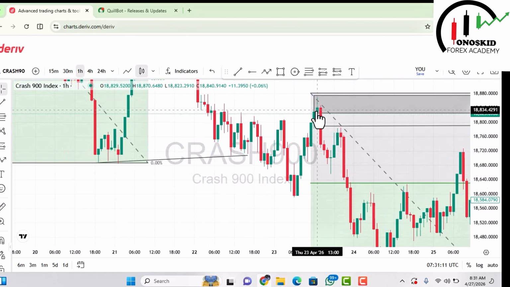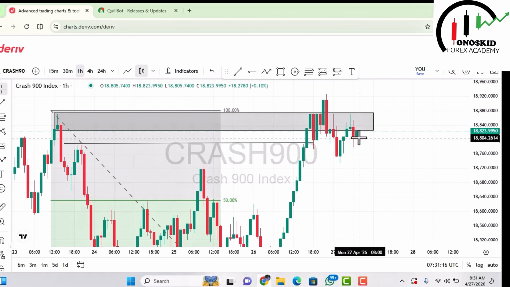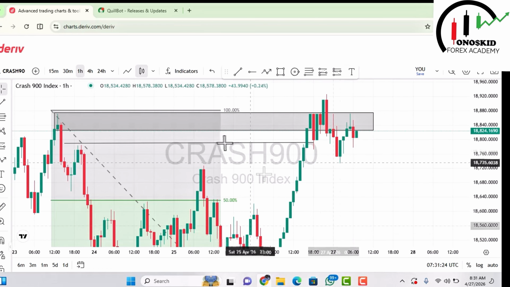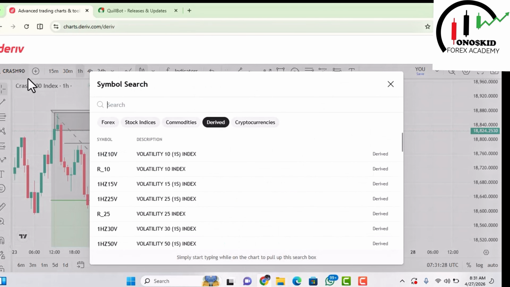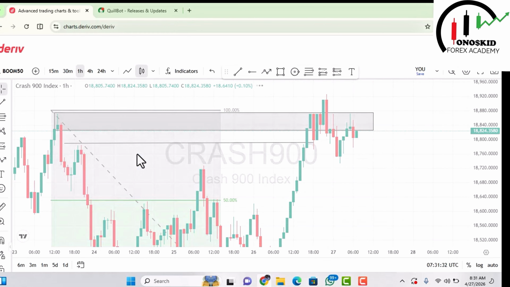So here is the supply candle, and that is what is causing this current price reaction that you are seeing. So let's quickly look at examples from a boom pair. Let's choose a boom pair to also look out for this example. Okay, let's just use the first one.